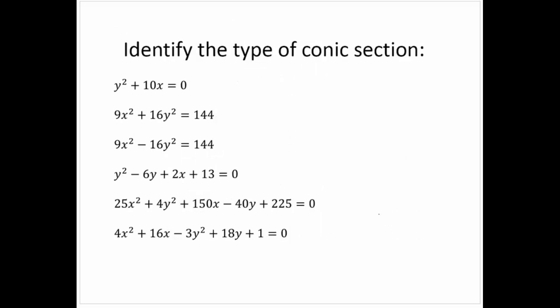Finally, we'll end the section by looking at identifying types of conic sections just by looking at the equations. Some of them are relatively easy to figure out, some of them are a little tougher. But ultimately, what you want to do is look at the square quantities. If there's only one square quantity, we know that the only possibility is a parabola.